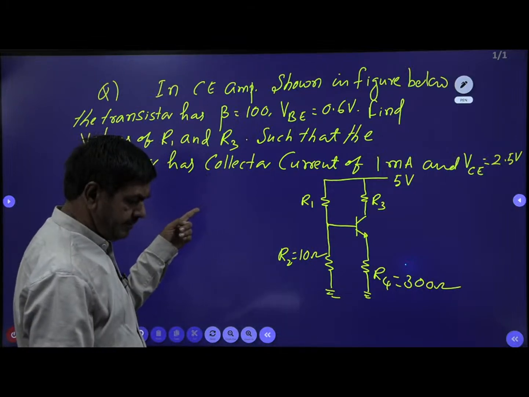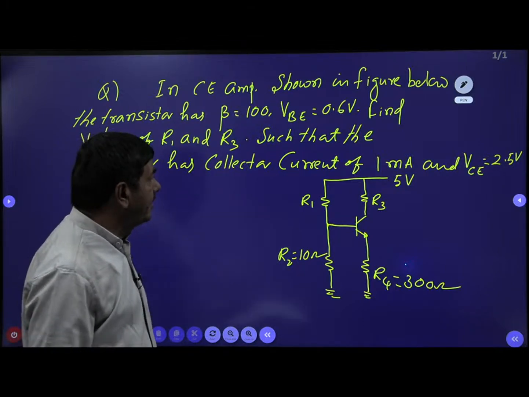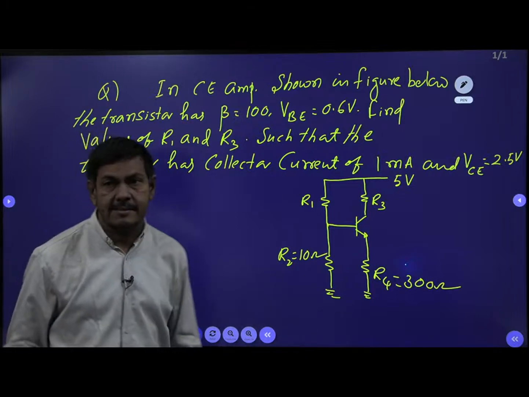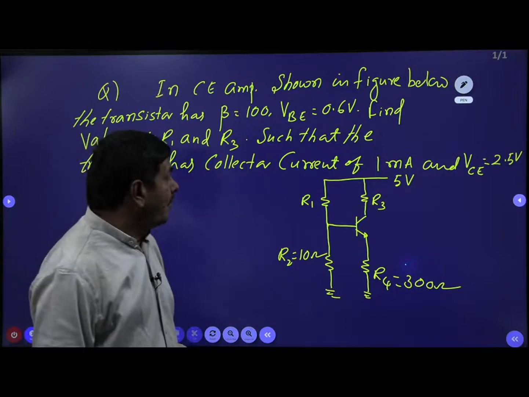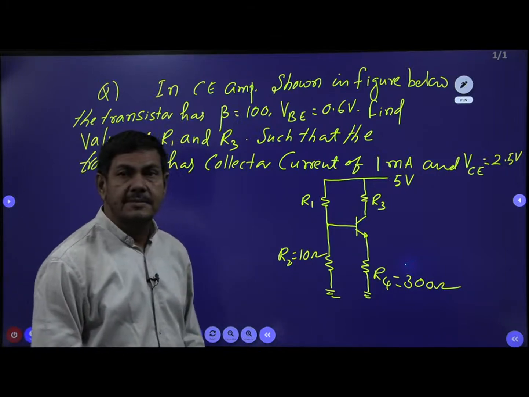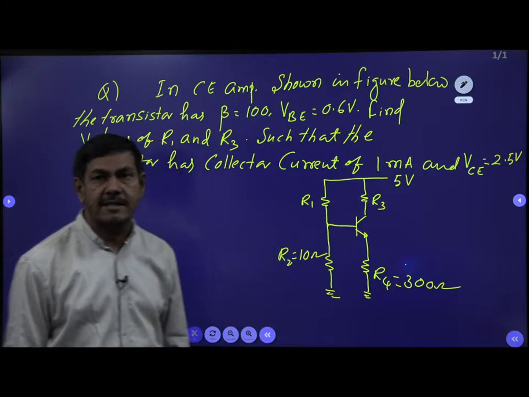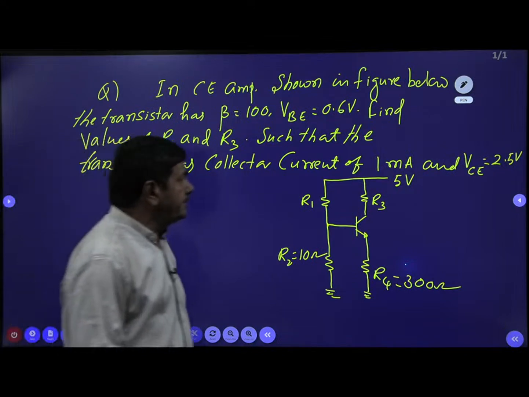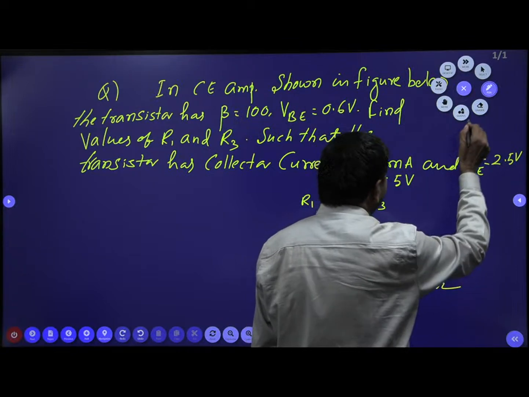Beta 100, very good. VBE is 0.6, okay. Then IC is given as 1 milliampere. VCE is 2.5. Yes, now we can start our work. What is the problem asking? The values of R1 and R3. These two resistors are required. But from the given data, how to find R1 and R3, I will explain now.